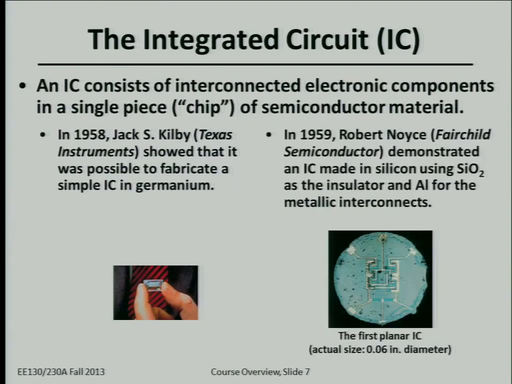So soon after that, Robert Noyce, who then was at Fairchild Semiconductor, demonstrated an integrated circuit using silicon as the semiconductor material. And again, there's a transistor and some resistors, but there are also, in this case, wires. So these shiny lines are the wires that interconnect those components to make it a useful circuit.